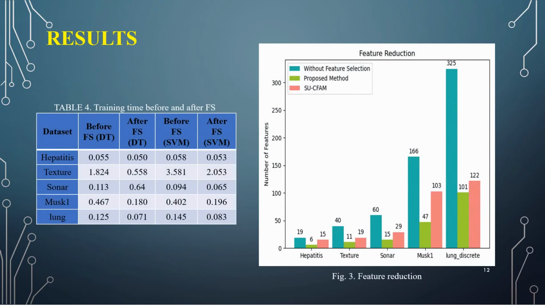In Table 4, we can see the time needed for training the learning model before and after feature selection. As you can see, the training time has been reduced after applying feature selection. The bar chart on the right shows the number of features before and after feature selection for each dataset. As you can see, our proposed method with the green bar has reduced the number of features significantly.